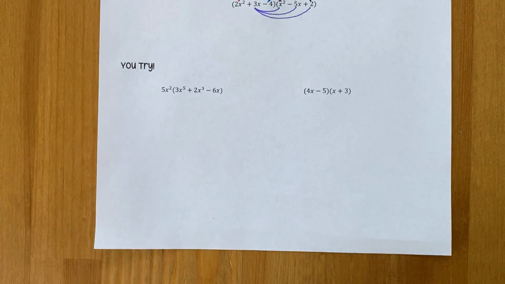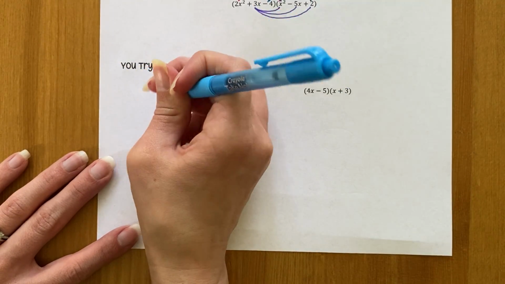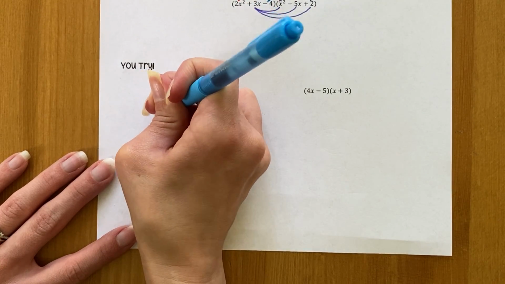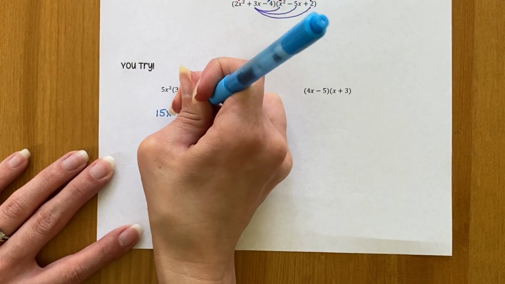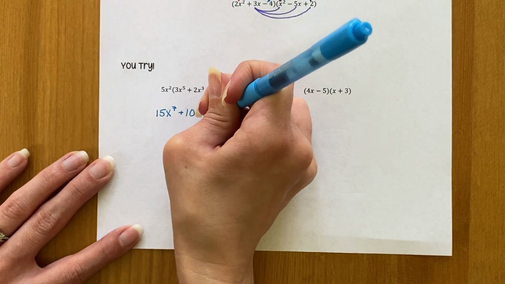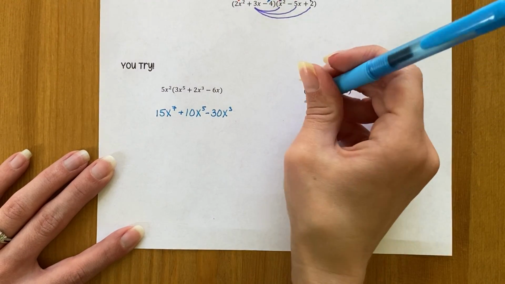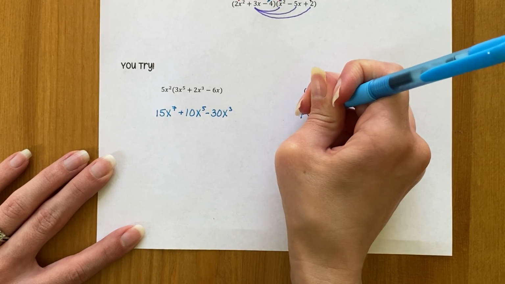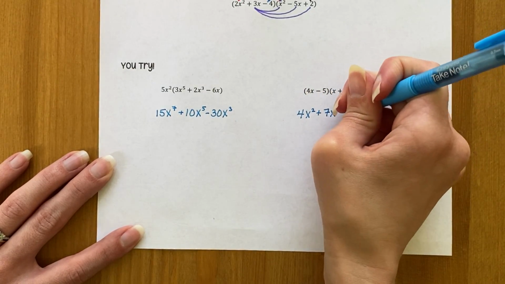All right, if you've done your problems and are ready to keep rolling, here should be your final answers. On this one, you should end up with 15x to the 7th plus 10x to the 5th minus 30x to the 3rd. On your second problem, after combining like terms, your final answer should be 4x squared plus 7x minus 15.